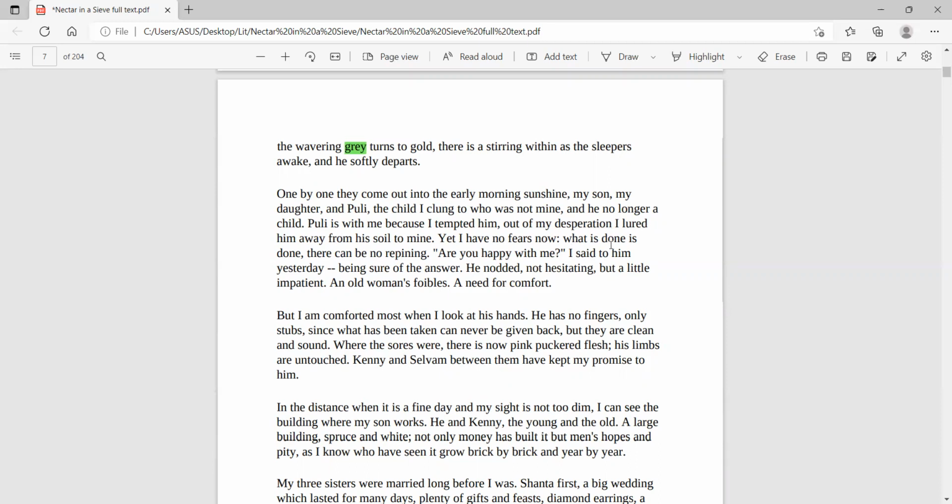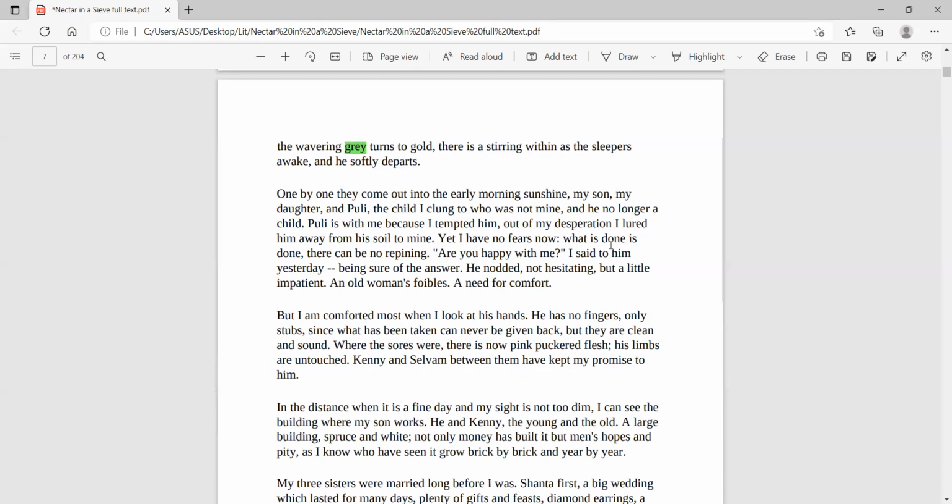Yet I have no fears now. What is done. There can be no repining. Repining is to feel sorry or to regret. Okay. Are you happy with me? What does that mean? She wants to be sure that he was happy since she was the one who brought him there. Because Puli did not want to come here actually, but Rukmani, sorry, the protagonist. Okay, you don't know the names yet. I'm really sorry to spoil. Spoiler alert.